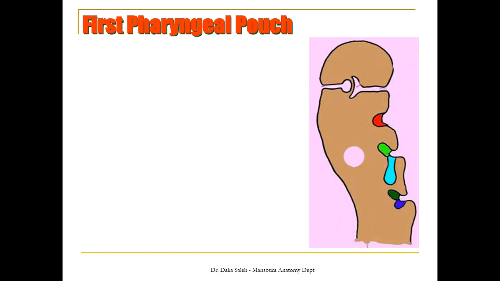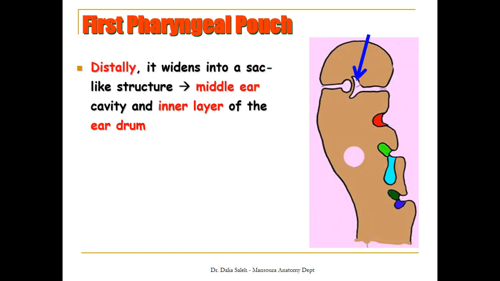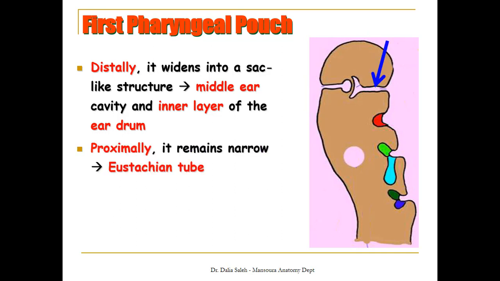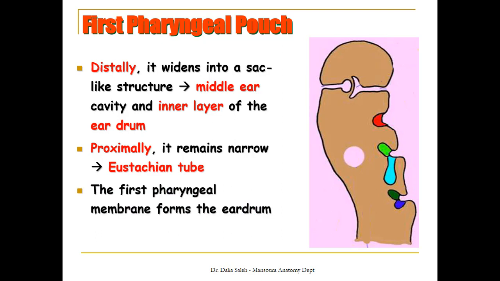For the pharyngeal pouches' development, remember that they arise from the endoderm that lines the pharyngeal arches. So for the first pharyngeal pouch, distally it widens into a sac-like structure, forming the middle ear cavity and the inner layer of the eardrum. So the eardrum is formed of two layers. The outer one is ectodermal in origin and the inner one is endodermal in origin. While its proximal part remains narrow to form the eustachian tube. Thus, the first pharyngeal membrane forms the eardrum.